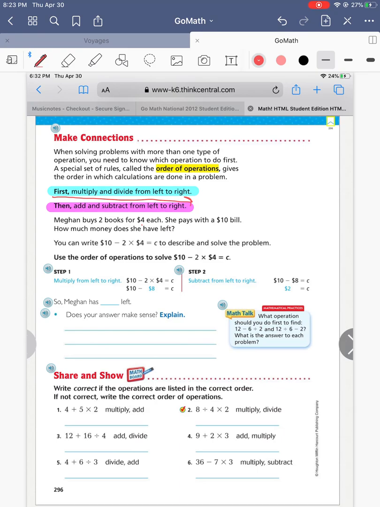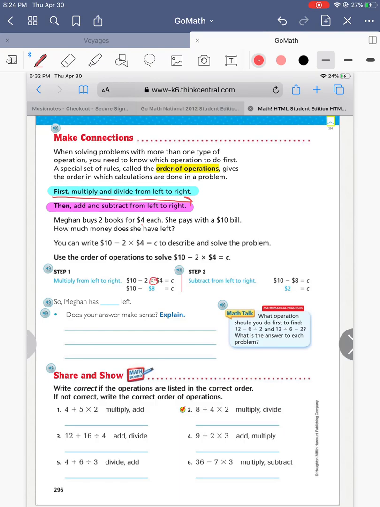So here is the sentence. Megan buys 2 books for $4 each. She pays with a $10 bill. How much money does she have left? You can write $10 minus 2 times $4 equals C to describe and solve the problem. So then we need to use the order of operations to solve $10 minus 2 times 4 equals C. Remember, they put letters like C in for the missing numbers, so we're trying to find what C equals. So step 1 is we have to look for multiplication and division signs.